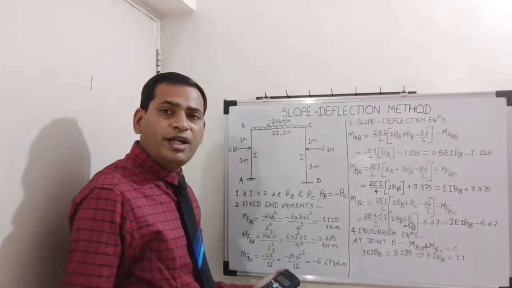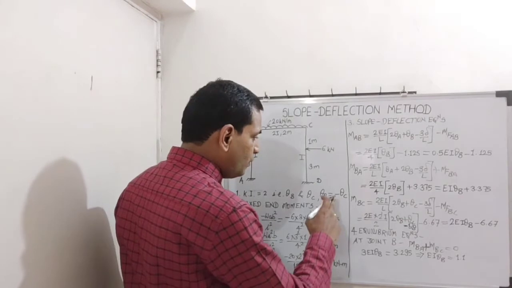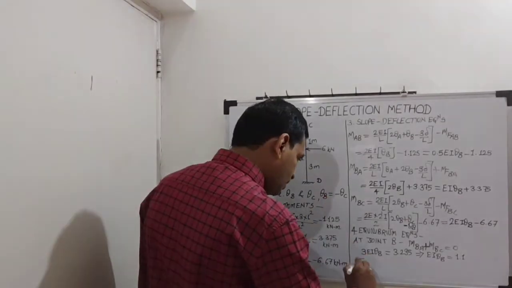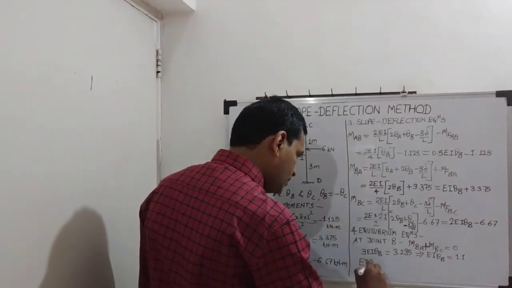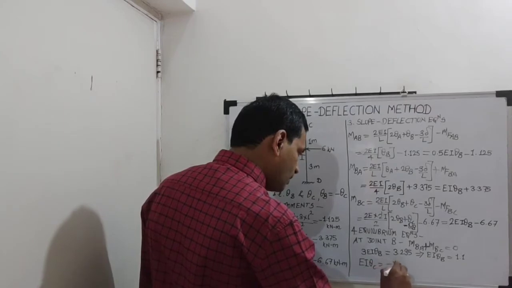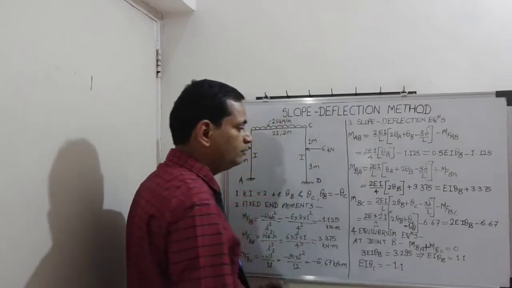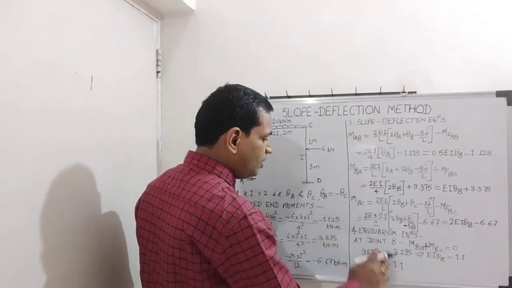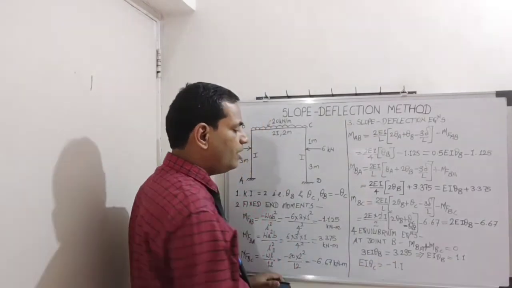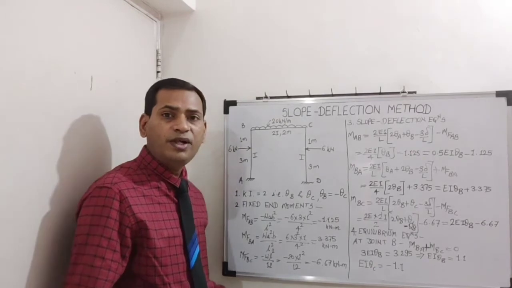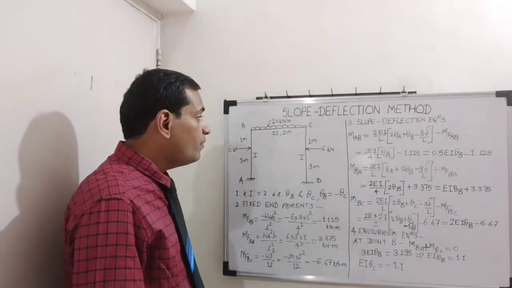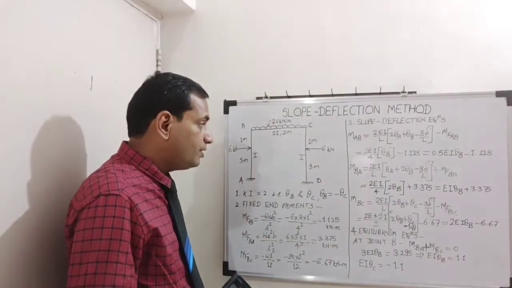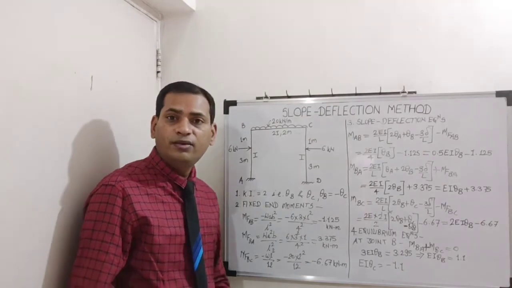So EI theta B is 1.1. So using this equation, we will get another unknown, EI theta C, as minus 1.1. Simple. Just substitute theta B as minus theta C. So EI theta C becomes minus 1.1. Now we will find final moments. So let us calculate these values.